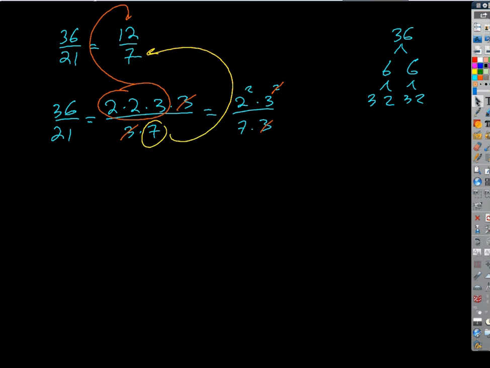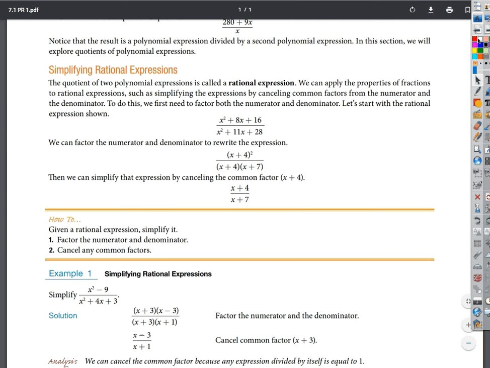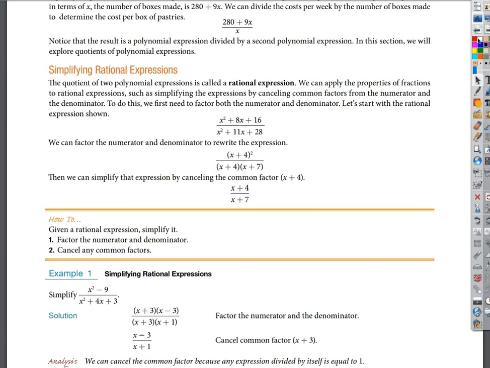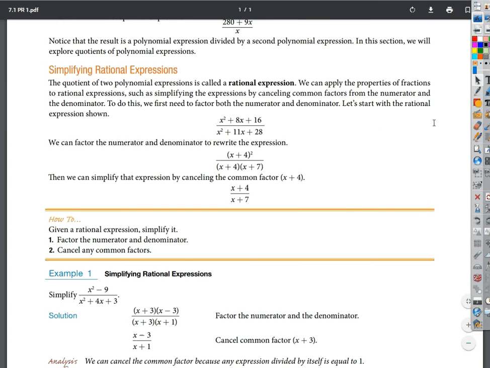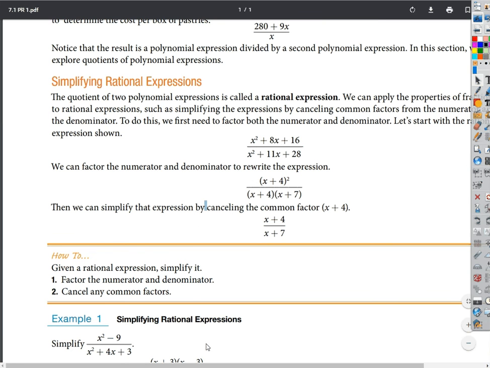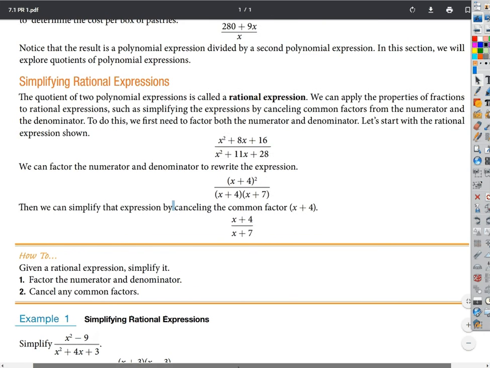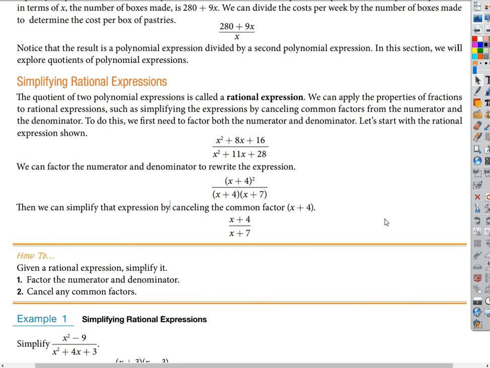Now let's look at it with a rational function where we've got polynomials instead of numbers, but it's the same idea. We're going to use the same strategies, right? So let me make this a little bigger for you. So we've got this rational expression, x squared plus 8x plus 16 over x squared plus 11x plus 28. So just like before, we want to take the numerator and the denominator and write them in factored form. We want to write them as the product of the smallest possible factors. Well, you guys are good at this. We've done a lot of this stuff. These are just quadratic expressions, right?